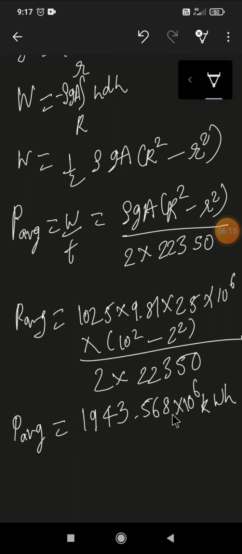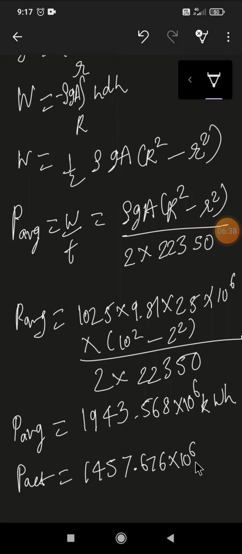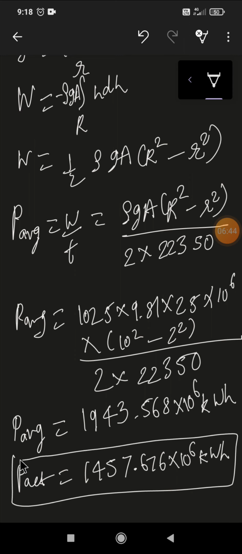So considering the turbine generator efficiency of 75%, P actual will be multiplied by 0.75, so it will be 1457.676 into 10 raised to 6 kilowatt hour. So this is the power which is required for the filling process.